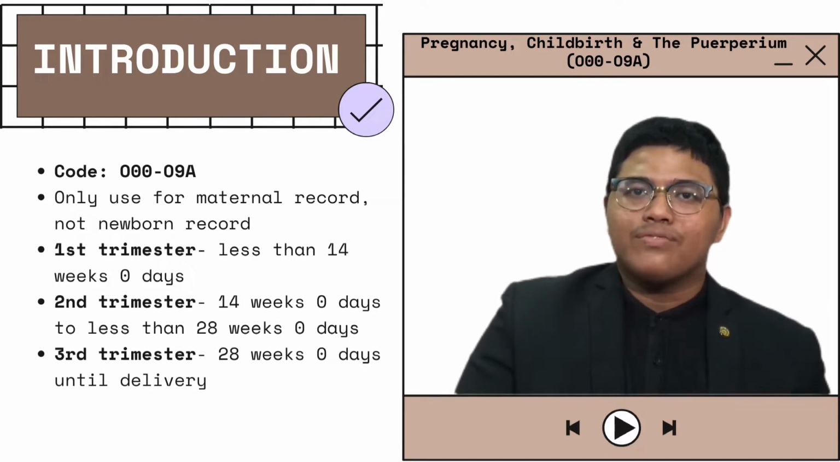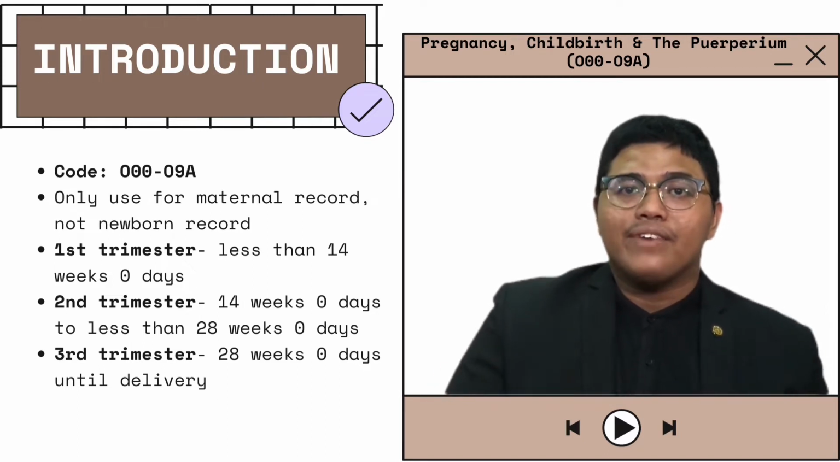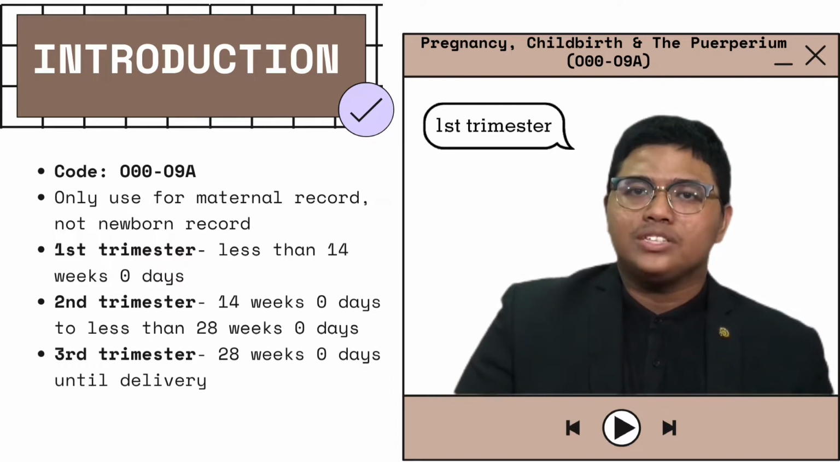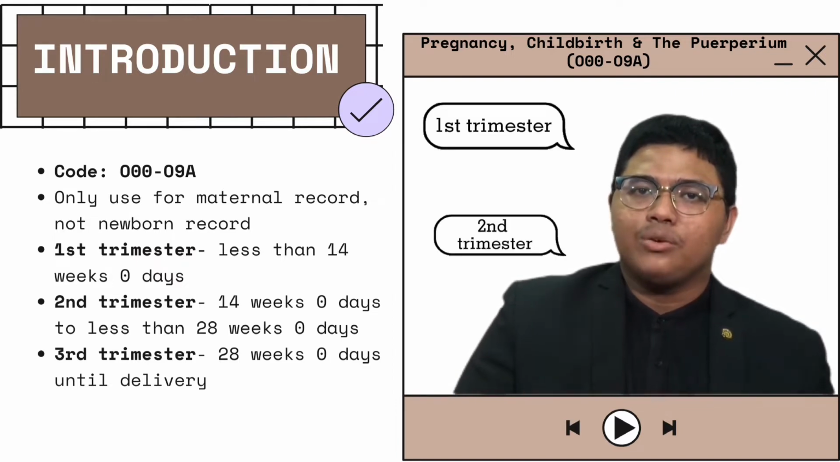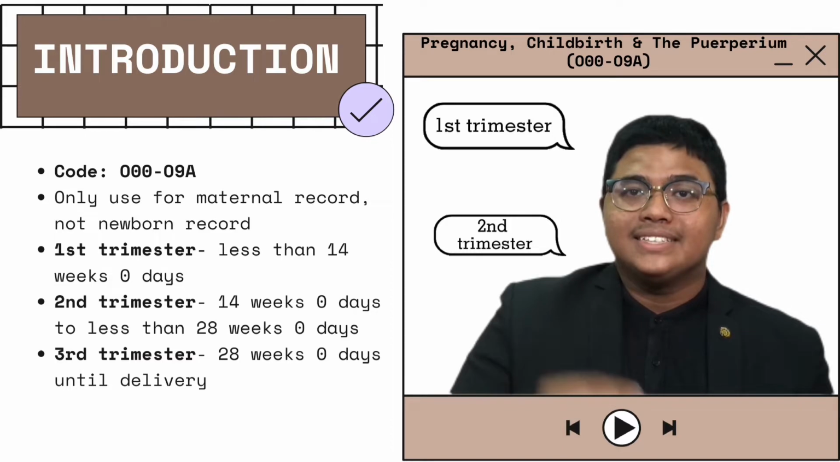Trimesters are counted from the first day of the last menstrual period. They are defined as follows. First trimester, less than 14 weeks 0 days. Second trimester, 14 weeks 0 days to less than 28 weeks 0 days. Third trimester, 28 weeks 0 days until delivery.